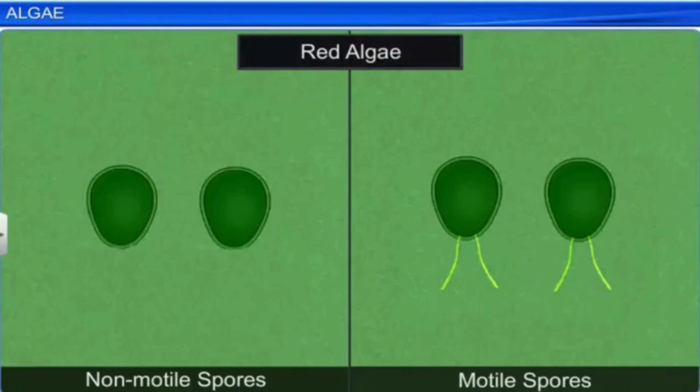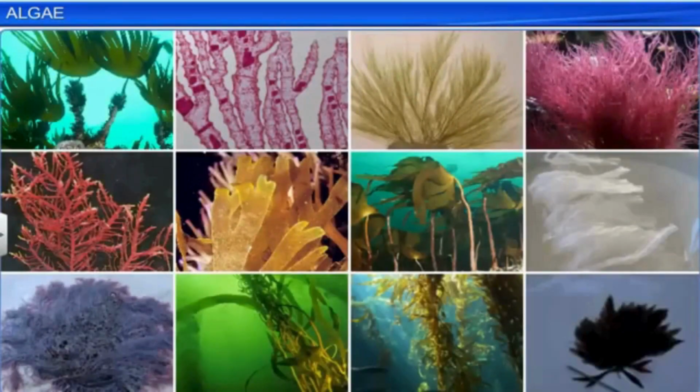Red algae reproduce vegetatively, asexually through non-motile spores, and sexually through motile spores. Thus we have seen that there are a variety of algae that thrive in the aquatic habitat.